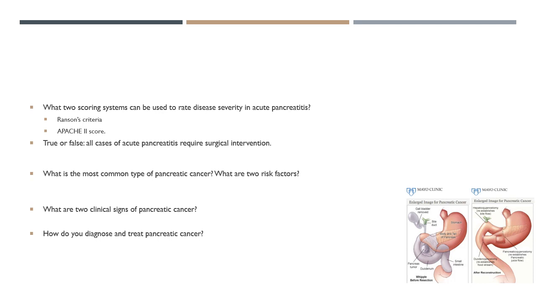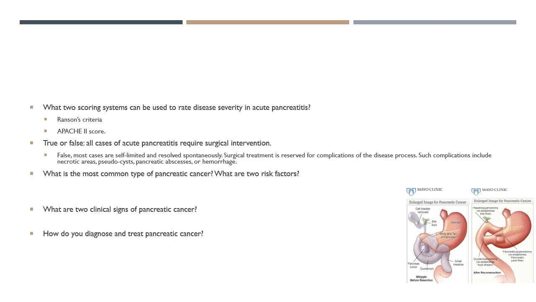True or false, all cases of acute pancreatitis require surgical intervention. No, nothing is all, right? False, most cases are self-limited and resolve spontaneously. Surgical treatment is reserved for complications of the disease process. Such complications include necrotic areas, pseudocyst, pancreatic abscess, or hemorrhage. So most are self-limiting and require no intervention. However, surgical treatment is indicated for certain complications, including necrosis, hemorrhage, pseudocyst, and pancreatic abscess.